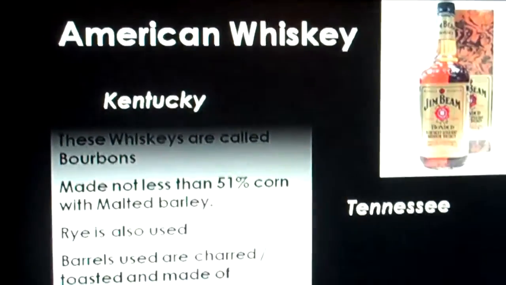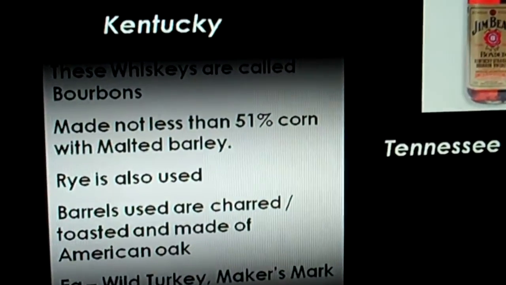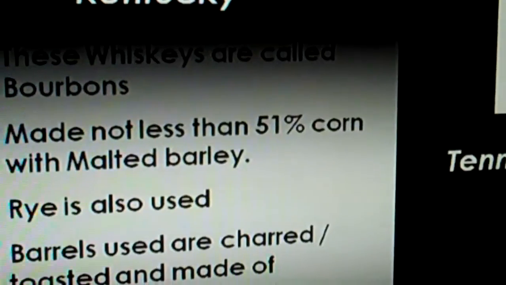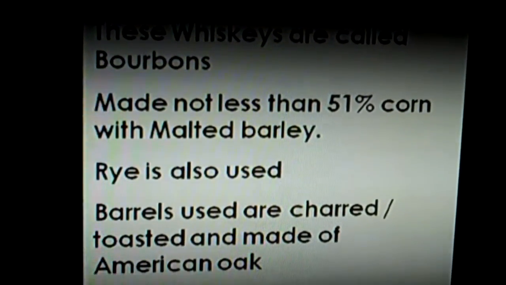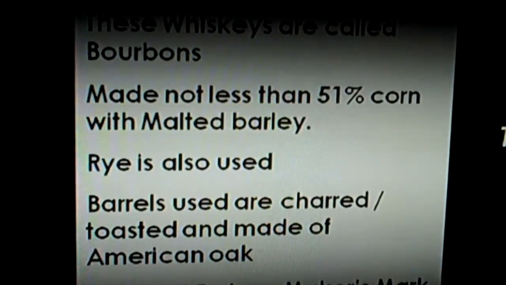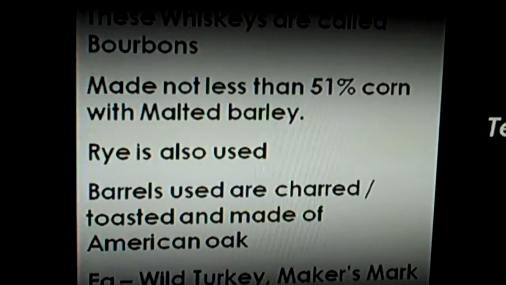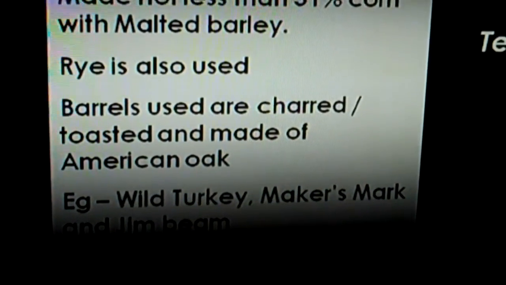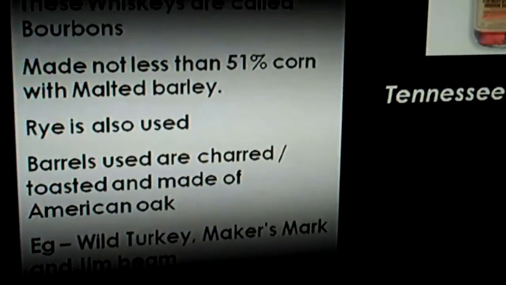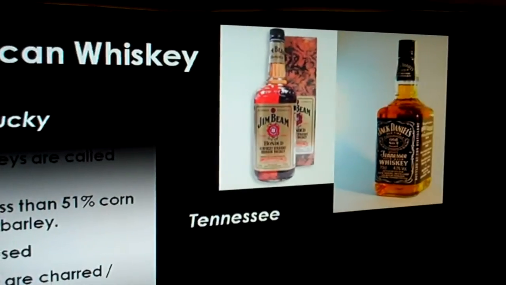American whiskey. Kentucky. These whiskeys are called bourbon, made not less than 51% corn with malted barley. Rye is also used. Barrels are charred, toasted, and made of American oak. Examples are Wild Turkey, Maker's Mark, Jim Beam, and of course, our famous Duke's Woodford Reserve.